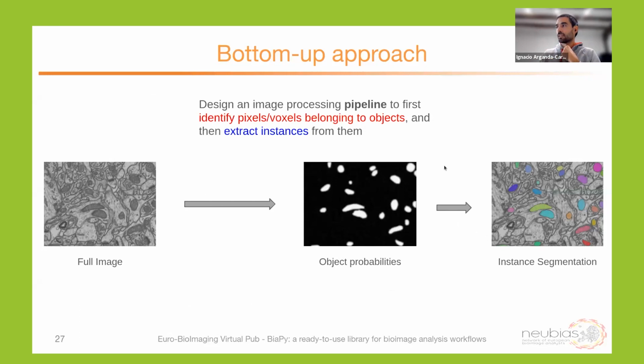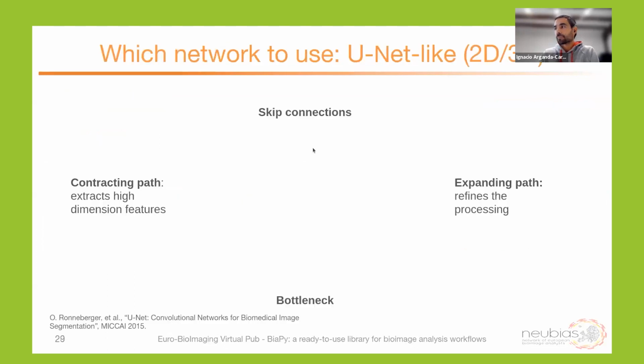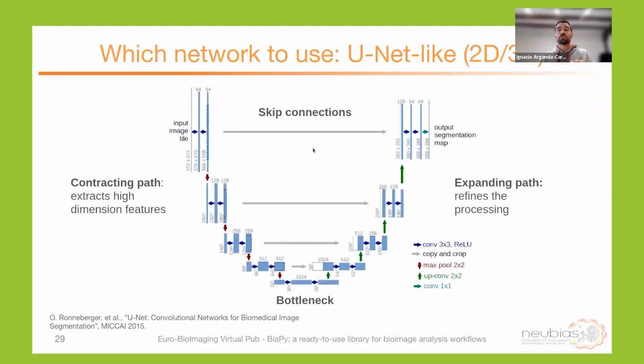So we need to design a whole workflow. Well, in this case, let's imagine that we're just using images of this size to first identify the pixels or voxels belonging to the objects and then extract the instances in a second step. So for object probabilities, we know the state of the art is usually a semantic segmentation network. And for instance extraction we'll see later. So which networks should we use?